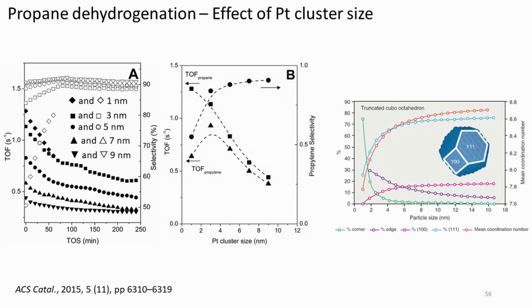A catalyst with a smaller platinum cluster, around 1 nanometer, is the most reactive for propane conversion. However, the selectivity for propylene is lowest, around 50%, and the main products are CC bond scission products like methane, ethylene, and ethane. As the platinum cluster size increases, the activity for propane conversion decreases and the selectivity for propylene rises.